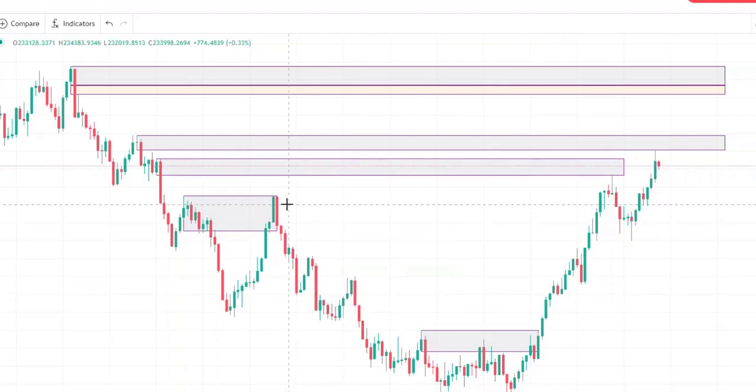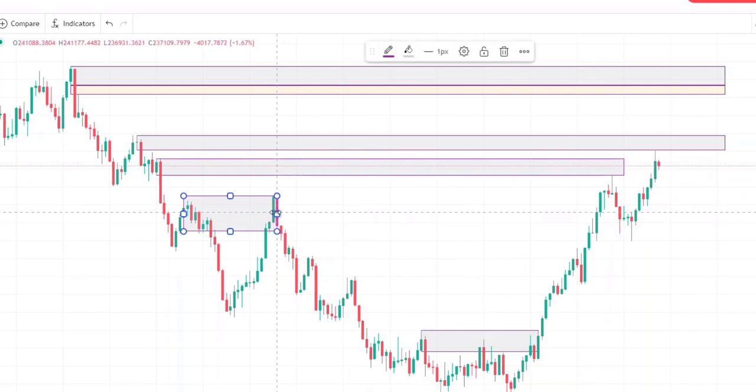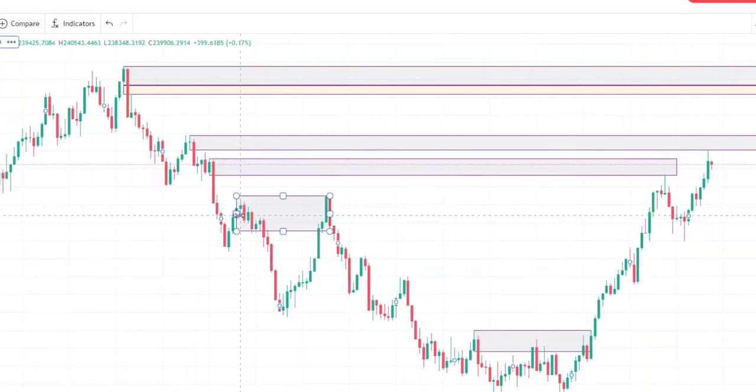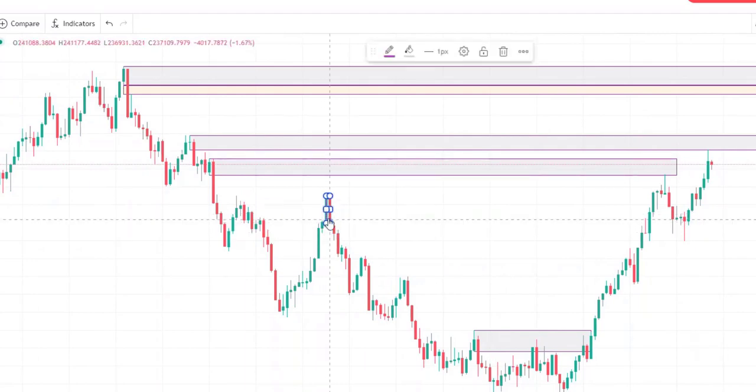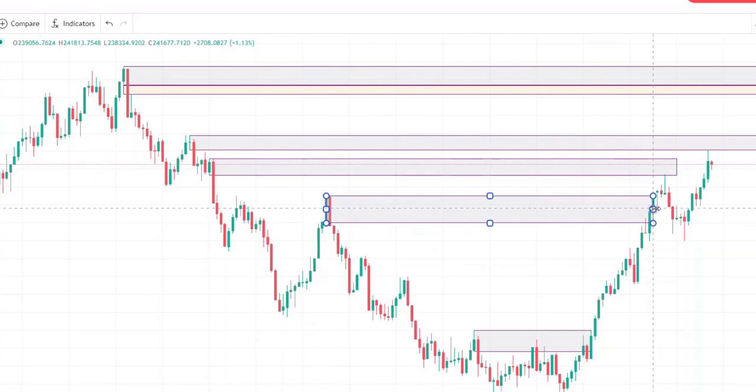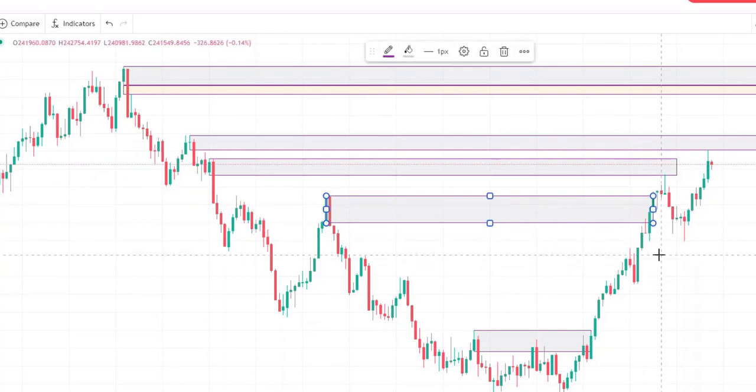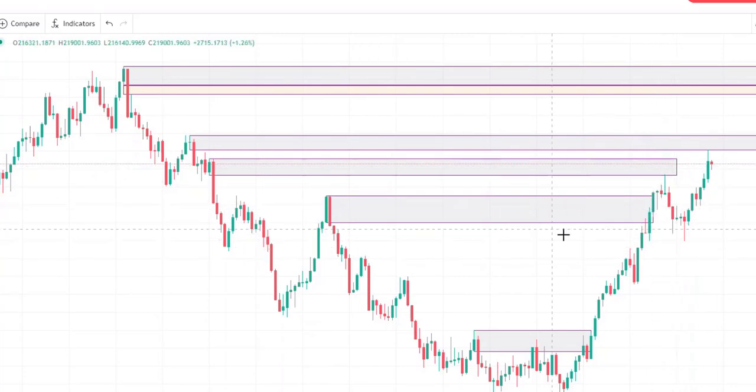Then the next one, you can see price came here. This had failed, it didn't hold. If we look at just this one now, so if we just take this. It came in, touched a bit, went down a bit, but then still broke. So that would have been a failed one as well.